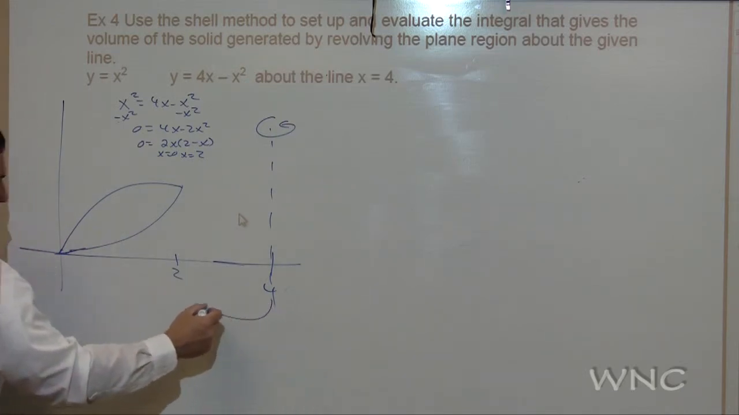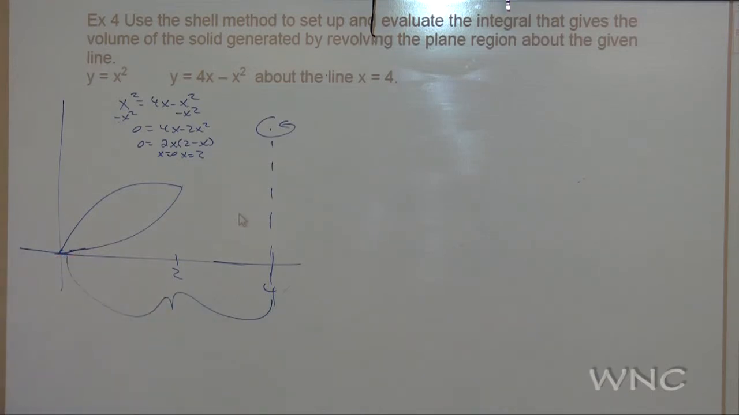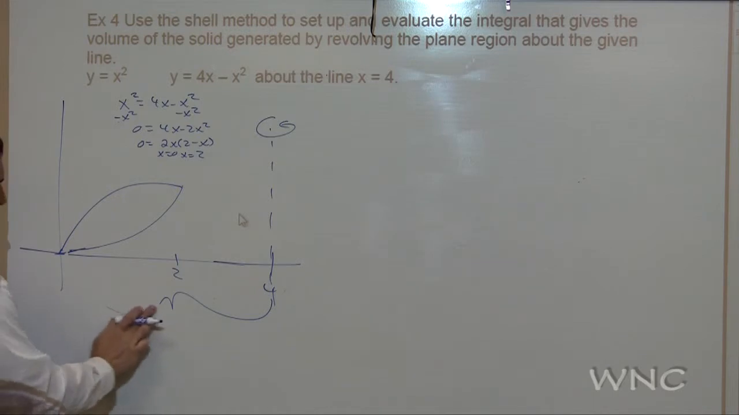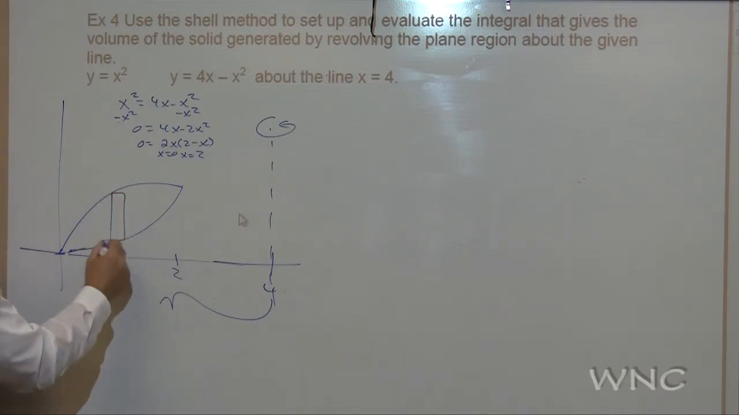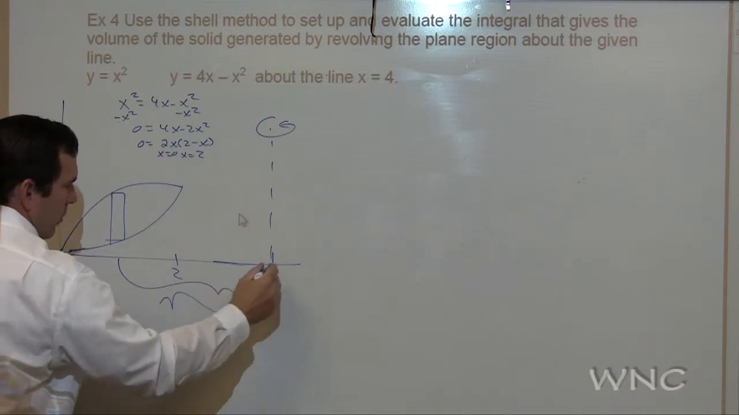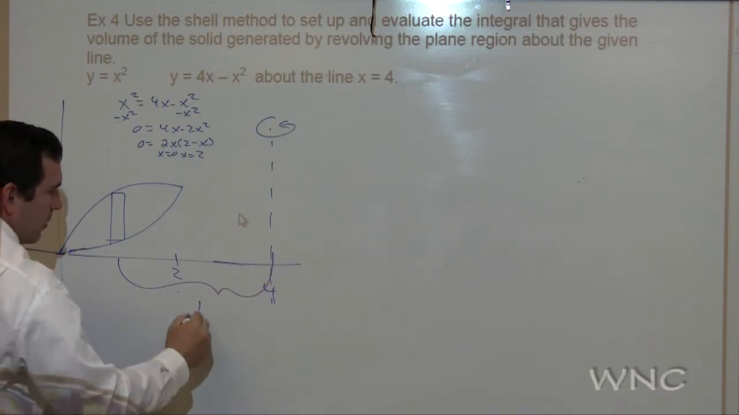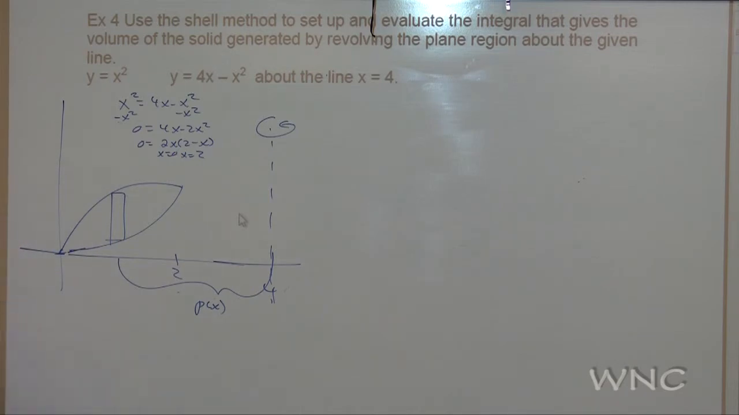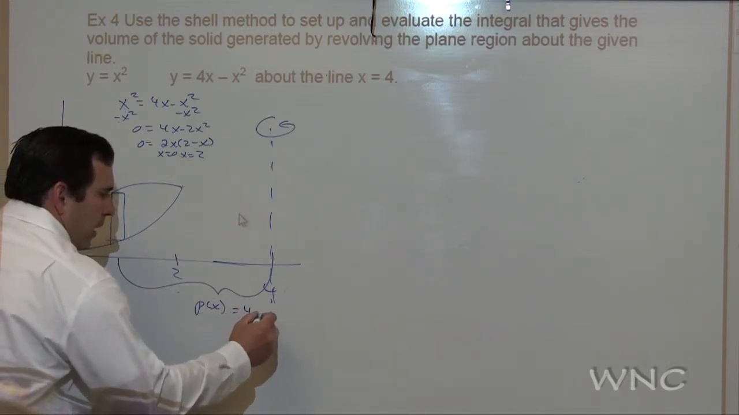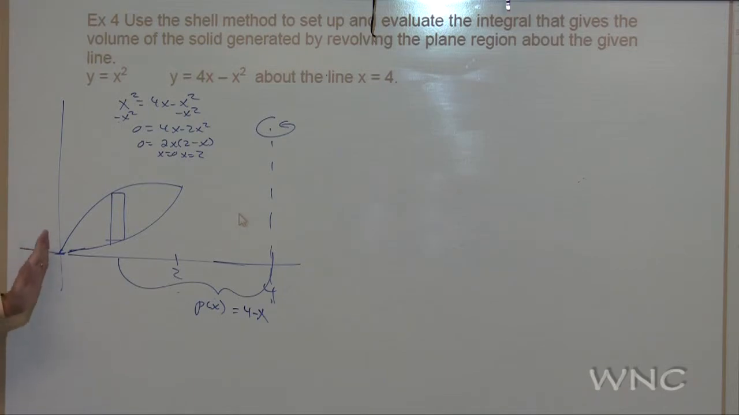So first of all, let's think, what's our p of x? And let me just draw a representing rectangle. There we go. Our p of x. Now, when x is nothing, we're at 4. When x is 2, we're at 2. It's going from being a distance of 4 to 2. That's how this distance is going to vary for p of x. So p of x would be 4 minus x. So when x is 0, we're all the way out here. When x is 2, we're at there.